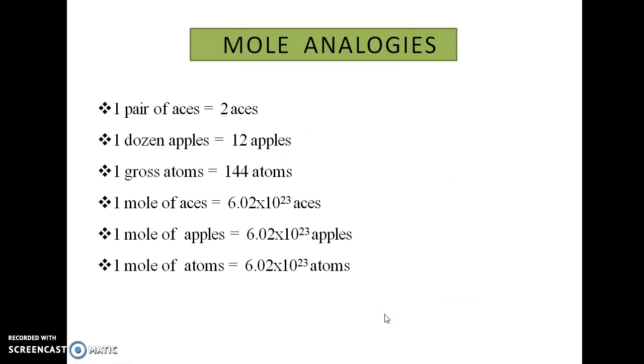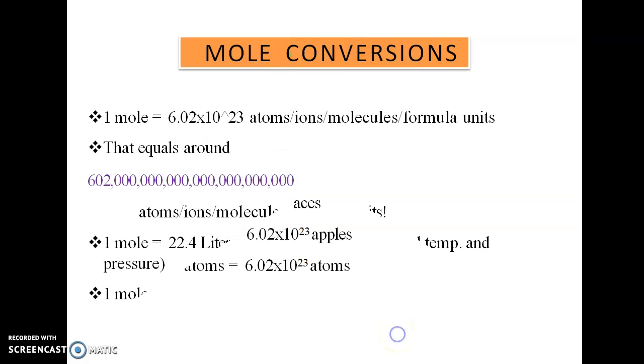Some mole analogies are introduced in our syllabus. That is, 1 pair of shoes is equal to 2 shoes. 1 dozen apples is equal to 12 apples. 1 gross of atoms is equal to 144 atoms. 1 mole of shoes is 6.02 × 10^23, 1 mole of apples is equal to 6.02 × 10^23, and 1 mole of atoms is equal to 6.02 × 10^23 atoms.